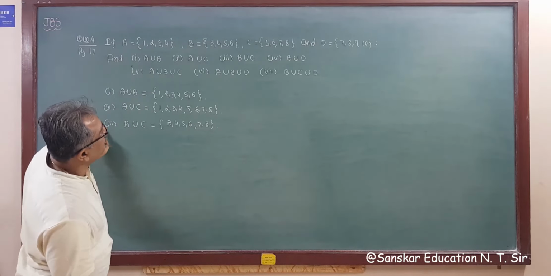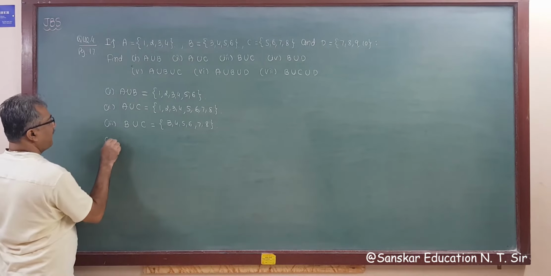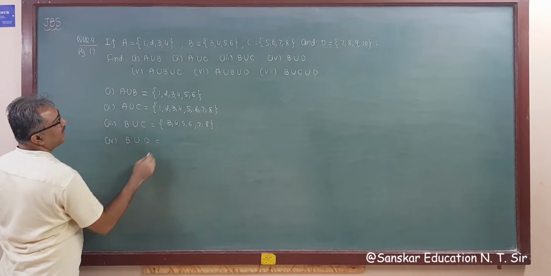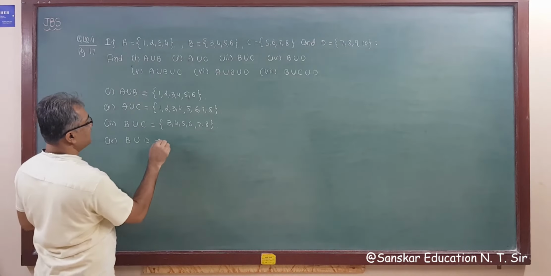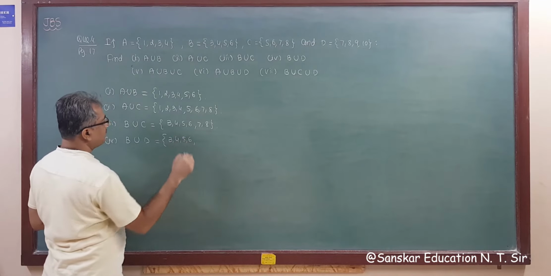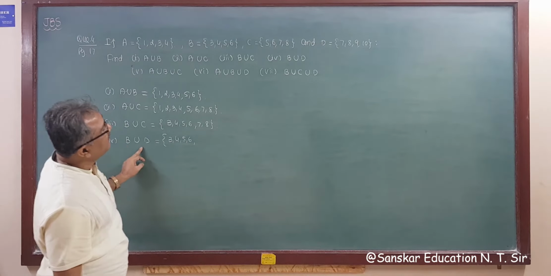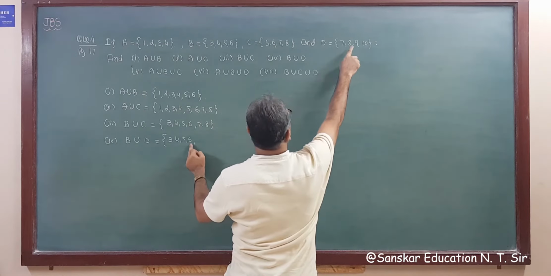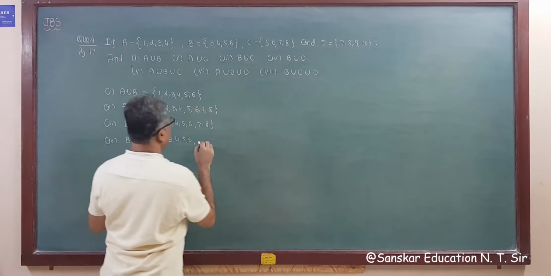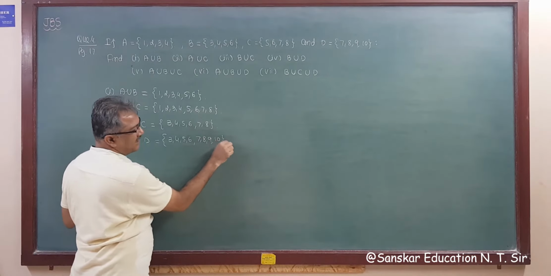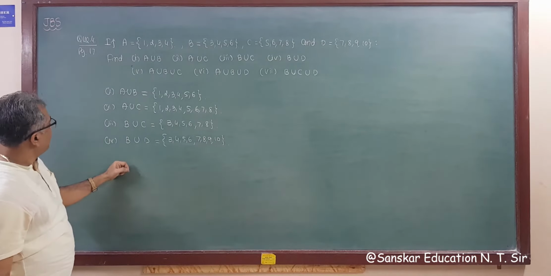Then the fourth one, B union D. Now B is 3, 4, 5, 6. D is 7, 8, 9, 10. So 7 is remaining, then 8, 9 and 10. So we can write 7, 8, 9 and 10. Then the fifth one.